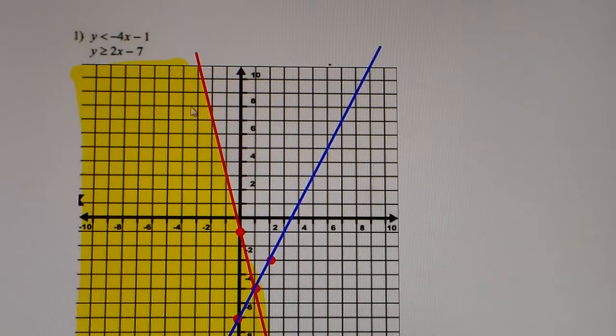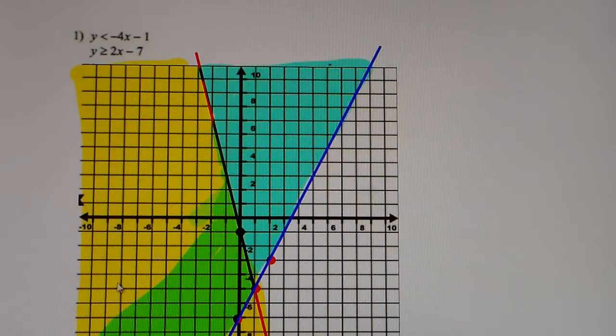Now y is greater than that. So in blue highlight, I'm going to highlight all the answers that are greater than 2x minus 7. So in blue, you're going to see everything that's greater than 2x minus 7, and now everything above that line. So I'm going to shade even down here, because that's also above the line.